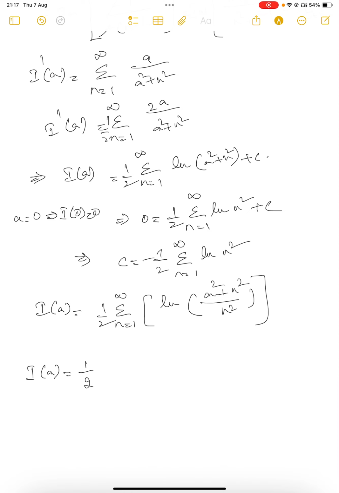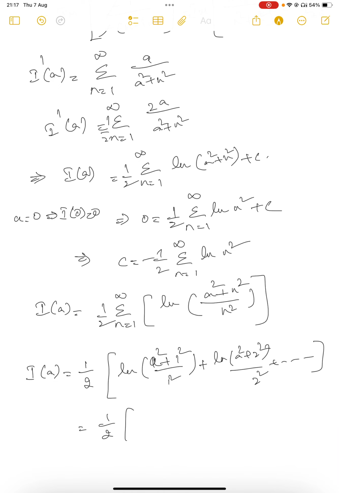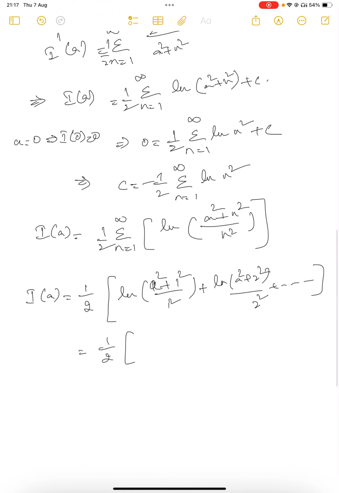Half of, if n equal to 1, it will be ln of (a square plus 1 square) by 1 square, plus ln of (a square plus 2 square) by 2 square, and so on. Since ln a plus ln b equals ln ab, it will be ln of the product of (a square plus n square) by n square. In logarithm, summations and products are related. This is how you write it down.